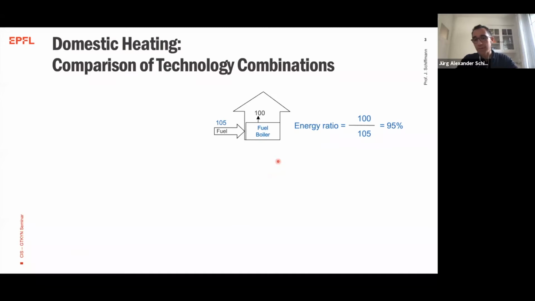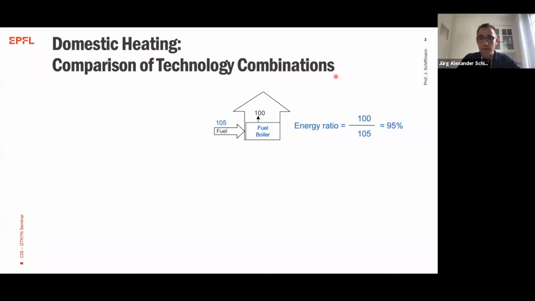Most of the domestic houses or the households in Switzerland are being heated by a fuel boiler. So if you consider a house that needs 100 energy units to be kept warm, you need to invest approximately 105 units of fuel so that you keep your house warm. Okay, so this means that you are ending up with an energy ratio between what you get over what you invest of 100 over 105.